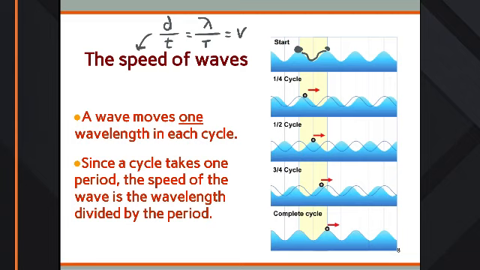I want to make sure that you have this written down right here. A wave moves one wavelength in each cycle. Since a cycle takes one period, the speed of our wave is the wavelength divided by the period. Make sure that you have that formula written down because you're going to have to use it when we get to the story problems at the end.